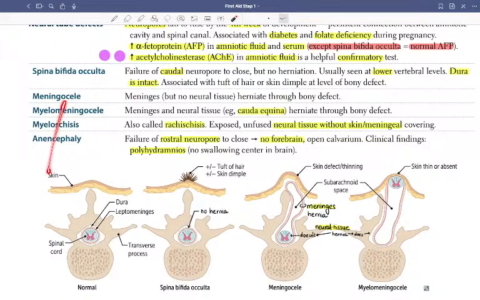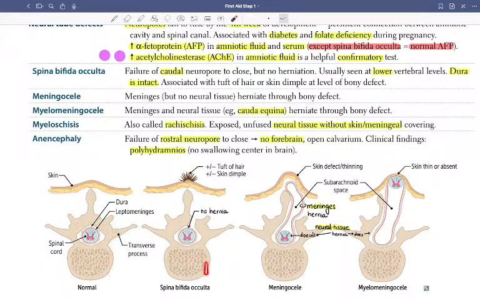Now let's not look at all this; we'll try to decipher from here only. First thing, these three, all whatever you can see down, is caudal neuropore. Caudal means near the bum, near the buttocks. So caudal neuropore, we are going to see it in the lower vertebrae. In this case everything is intact, so there's no hernia, the dura mater is intact. This is normal.